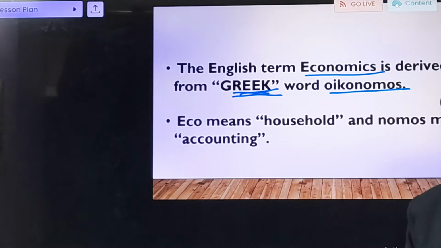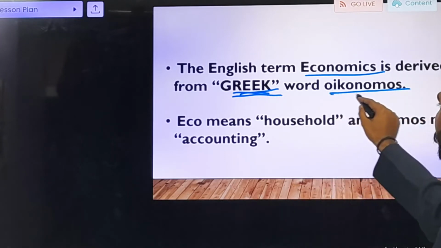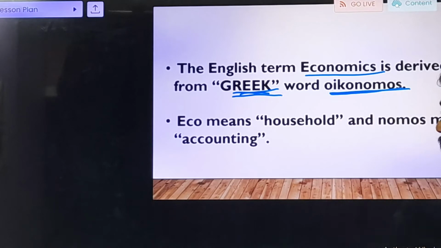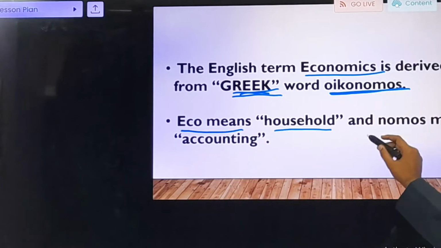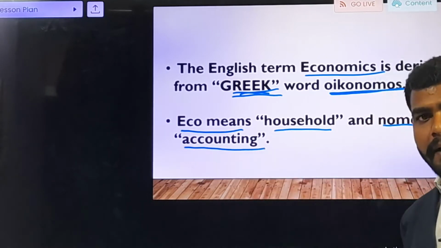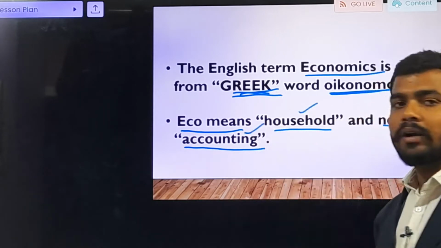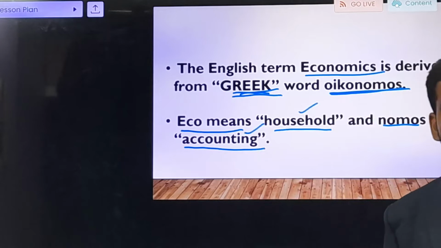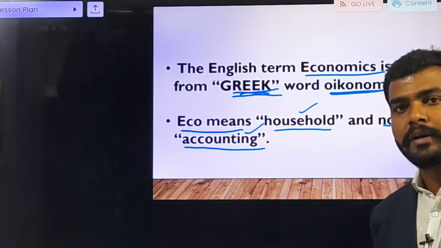The term economy or economics is derived from a Greek word, and the word is oikonomos. See, as I told you that eco means household, and you already know that nomos means accounting. And by this, what do you understand? See, household accounting is called economics. Okay, household accounting is called economics. అంటే మన ఇంట్లో జరిగే చిన్న ట్రాన్సాక్షన్స్ కూడా ఎకనామిక్స్ అనే విషయాన్ని మనం అర్థం చేసుకోవాలి.